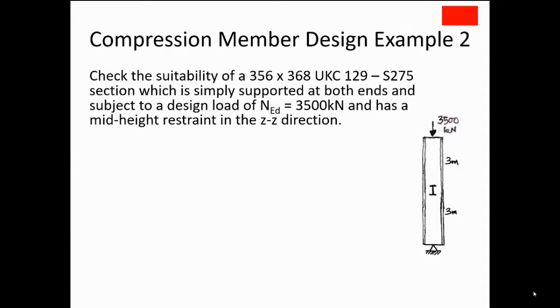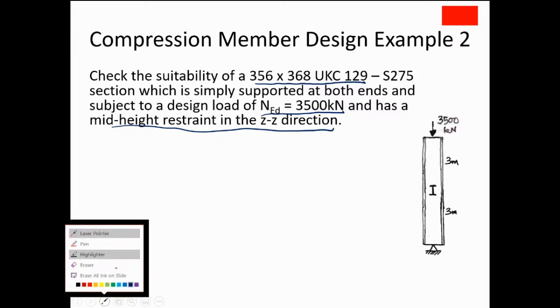A follow-on example, or related example for this, will be to check the suitability of the same section, 356 by 368 UKC 129 grade S275, where we've increased the load NEd to 3,500 instead of 3,000. But it's also got a mid-height restraint around the ZZ axis. So we can see here that halfway up along the member, so it's a 6 meter long member, but halfway up along we've restrained it from moving in and out of the page. It can still move left and right, but it can't move in and out of the page.